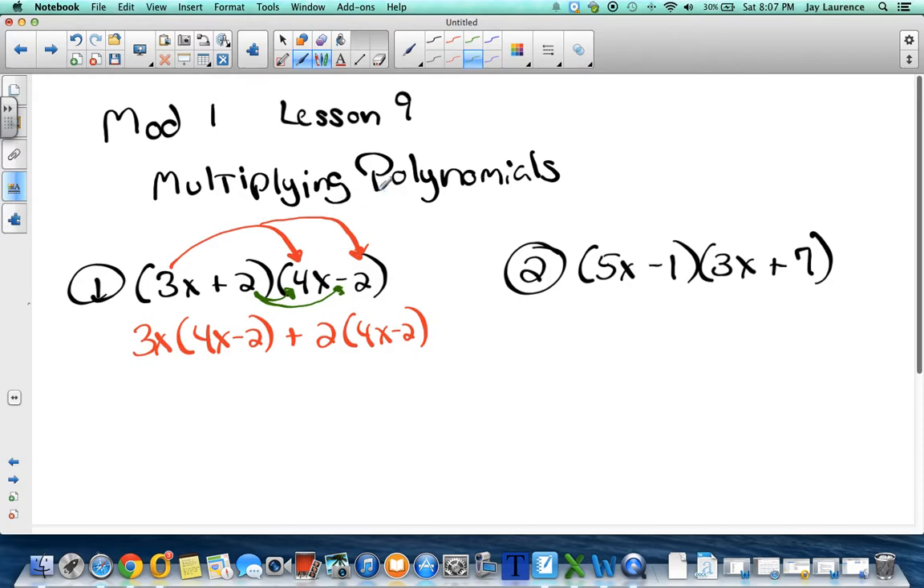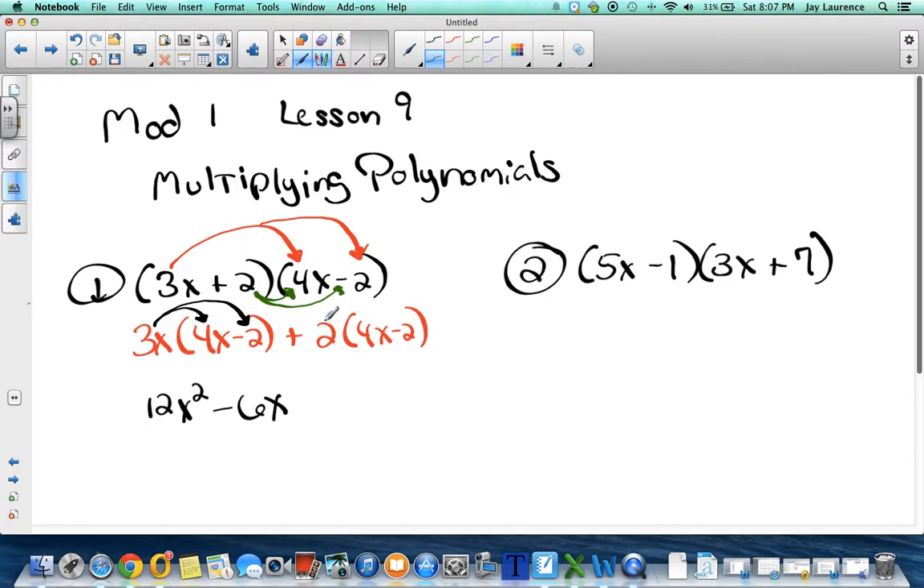Is it required to break it apart? Not necessarily. Some of you are going to say, hey, you better break it apart because you're going to get it wrong. All right, I'm going to distribute now in this quantity. 3 times 4 is 12. x times x, x squared. Then I'm going to multiply 3x times negative 2. Well, 3 times negative 2 is negative 6, and then there's going to be an x on the end.